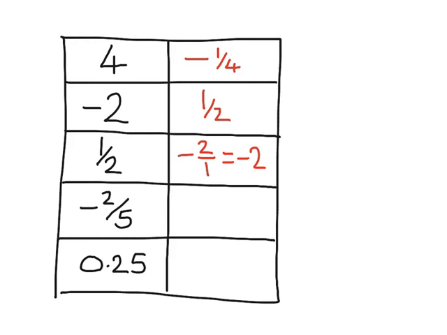Our next one, this is negative, so our answer is going to be positive. We're going to turn this upside down, so that's going to be 5 over 2. And finally we've got 0.25, so we're going to change the sign, we're going to make it negative, and we're going to make it 1 over 0.25, which is just like the top two examples, and 1 divided by 0.25 is 4, so the answer is minus 4.